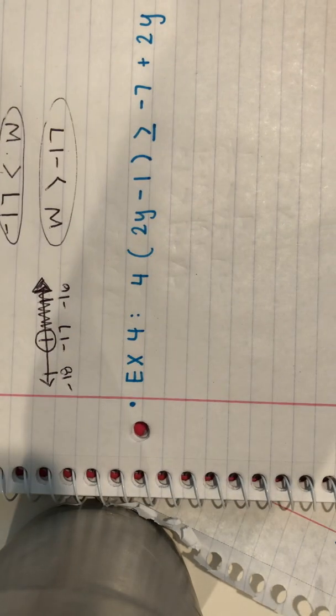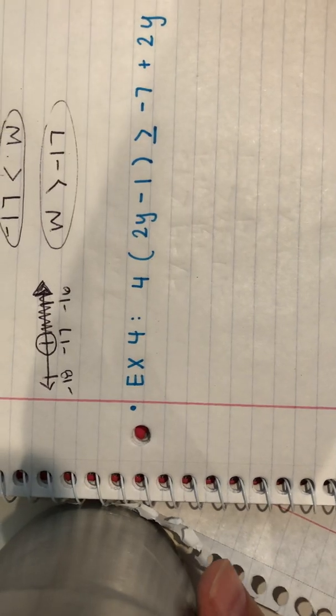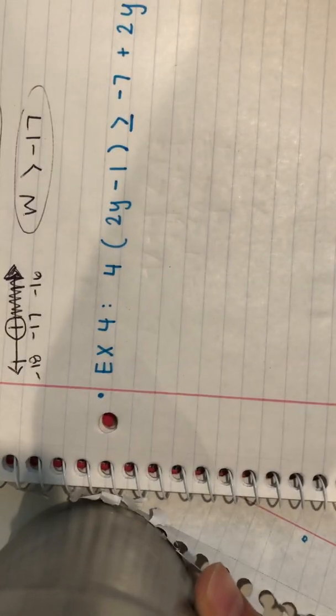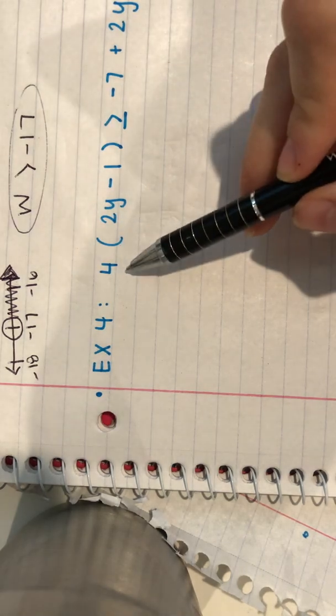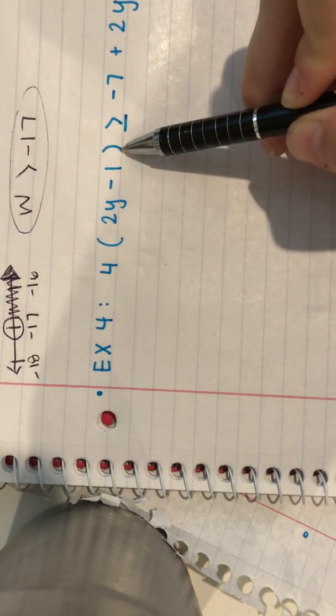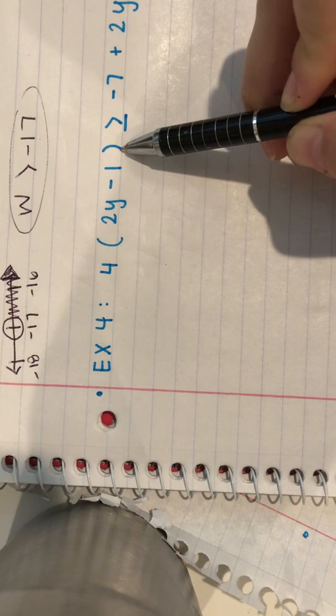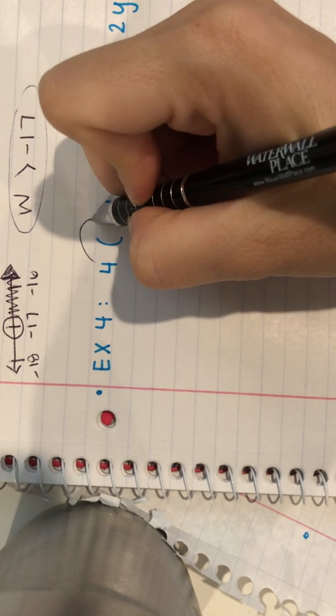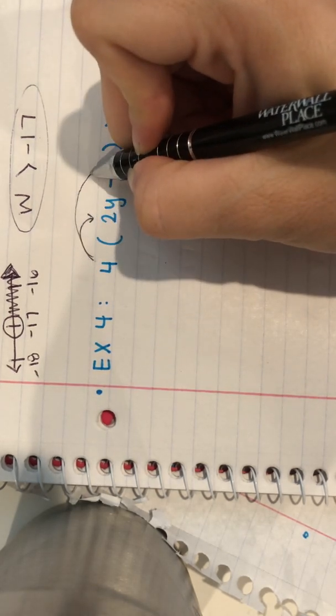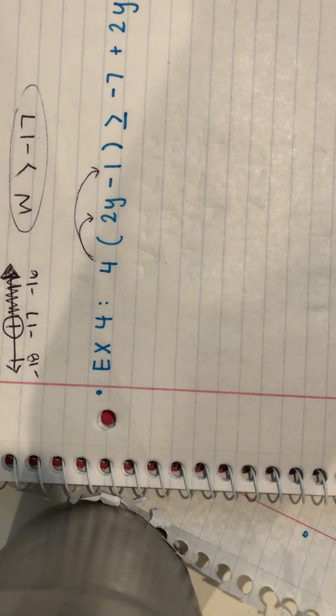Last but not least, this is our last example. Example 4. We have 4 times 2y minus 1 is greater than or equal to negative 7 plus 2y. Okay. So once again, we have a 4 being multiplied by parentheses. So step 1 is always to distribute. So we want to distribute that 4 to both things inside of our parentheses.